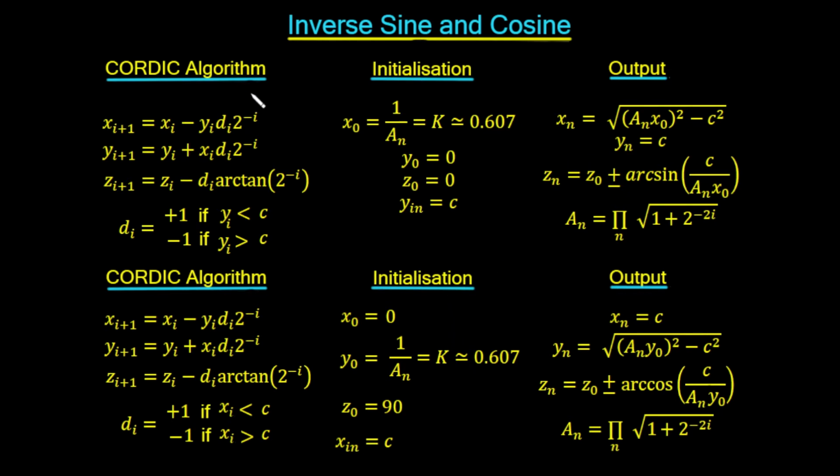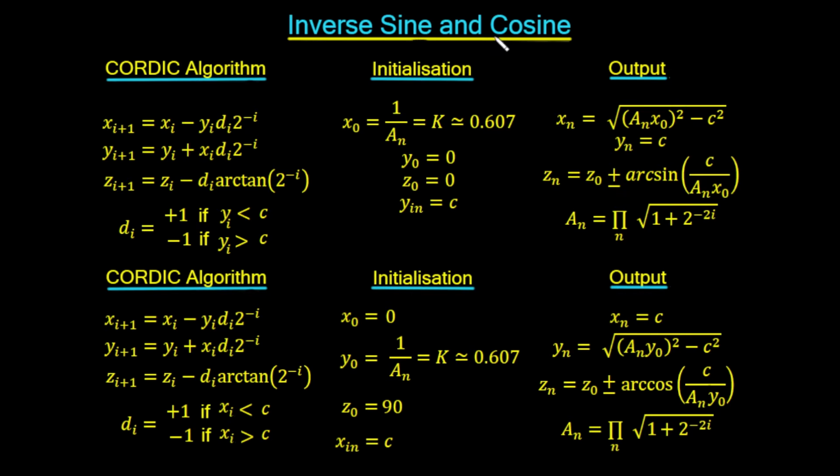So all we've done is written down the CORDIC algorithm again here. This one here is just the same as the previous page. Now the top one here is going to be given as the inverse sine and the bottom one here is going to be given as the inverse cosine. This is just the CORDIC algorithm. Now all we're going to do is change the initialization conditions. And if we change the initialization conditions, then we're going to get a different output.